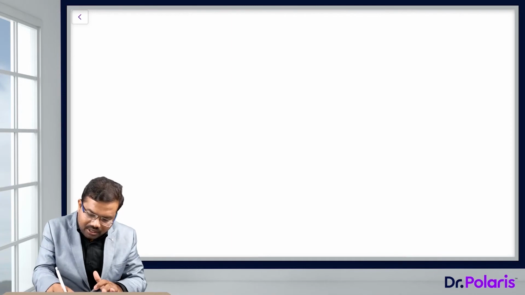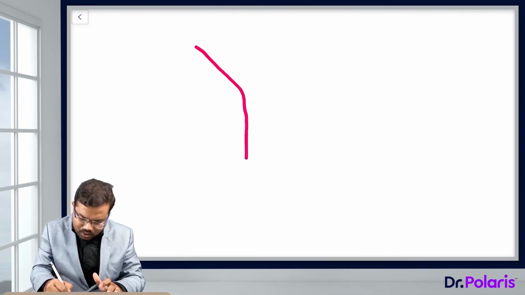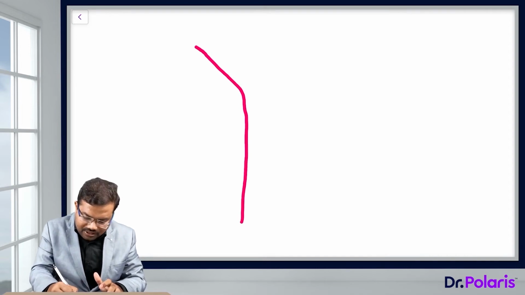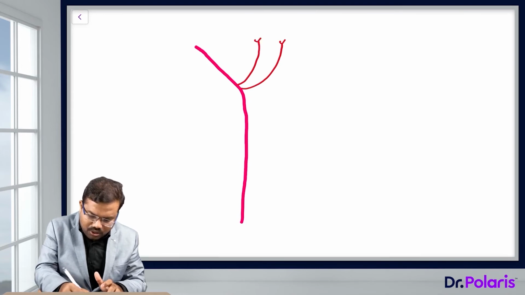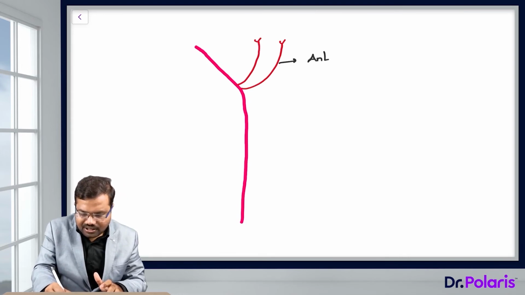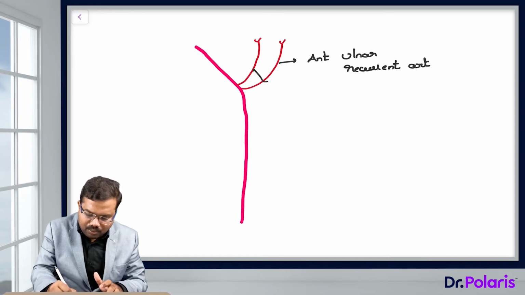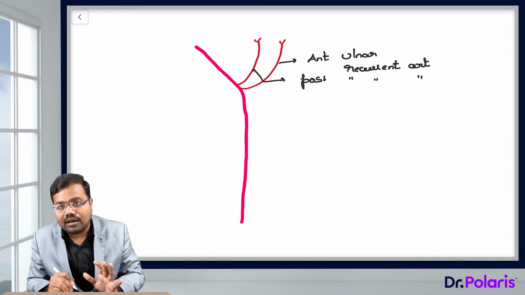Let's discuss. This is the ulnar artery, which runs an oblique course, then a vertical course. During this course, first it will give two branches called the anterior ulnar recurrent artery and the posterior ulnar recurrent artery. Two arteries are there: the anterior ulnar recurrent artery and the other one, the posterior ulnar recurrent artery. These are the two branches from the main ulnar artery.